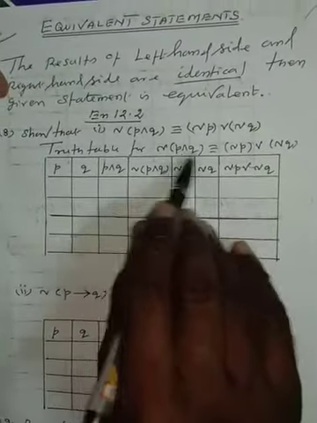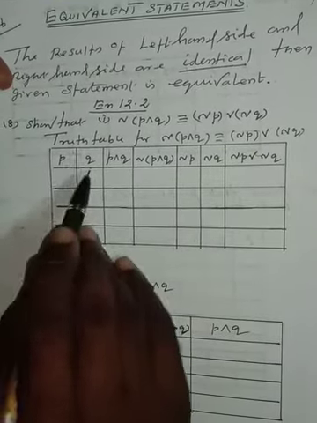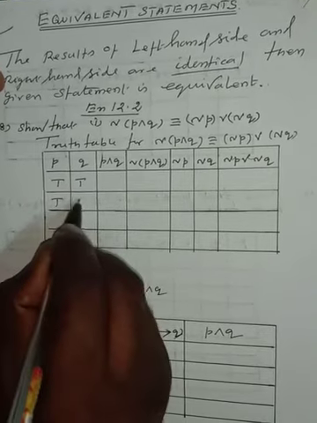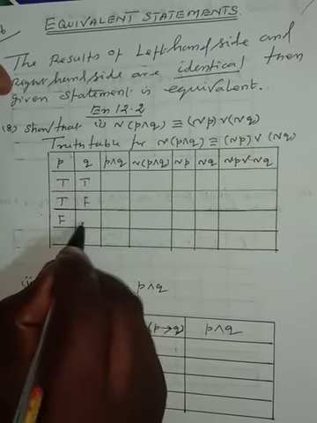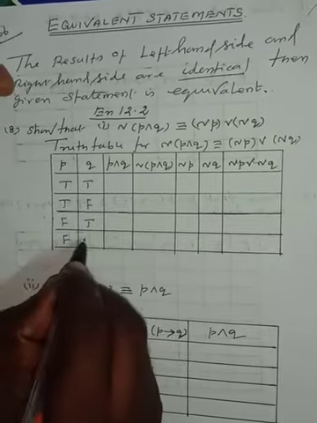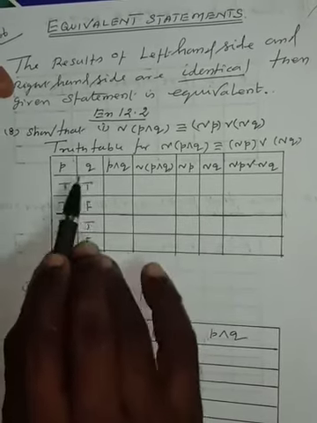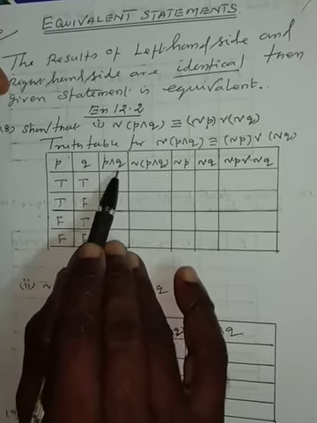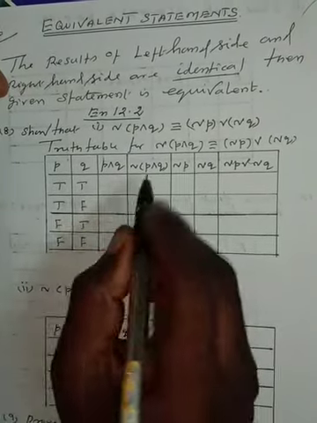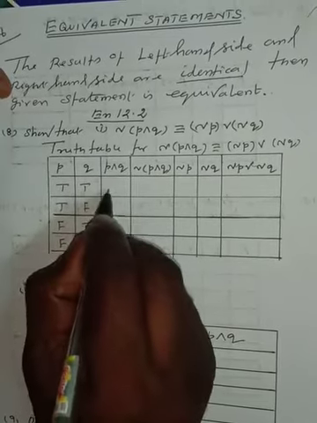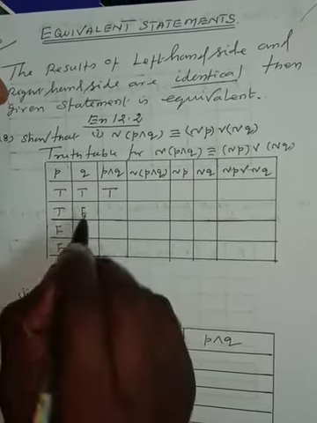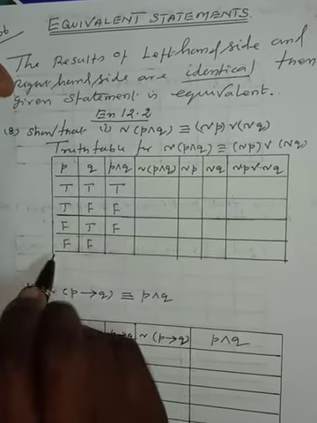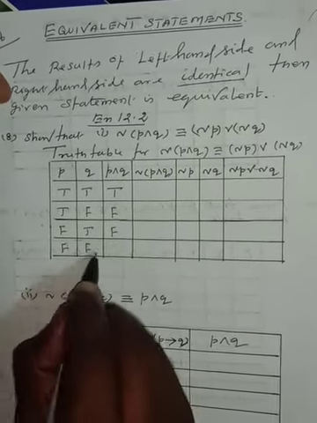There are two postulates, P and Q, therefore take P and Q: true true, true false, false true, false false. Next, the and symbol is given, P and Q. So T and T is true. True and false means false. False and true means false. False and false means false.